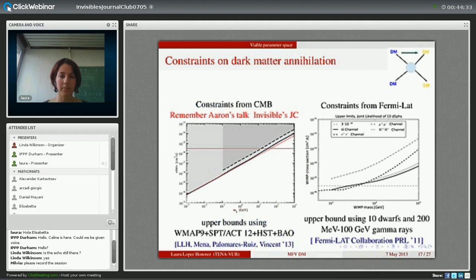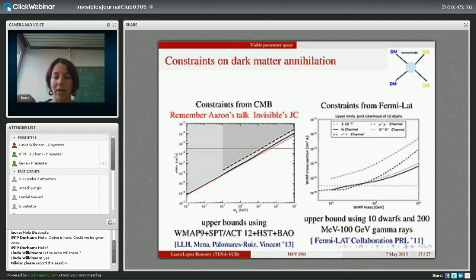At the end of the day, these are the constraints we have from several papers. On the right hand side, you have the constraint from Fermi-LAT for the annihilation cross section on the y axis as a function of the dark matter mass on the x axis. The horizontal line you see is the typical WIMP annihilation cross section, 3×10⁻²⁶ centimeter cubed per second. And the other lines you see, the dotted lines or continuous lines that go into this horizontal line, are the constraints you get from not observing a specific signal from a particle of this annihilation cross section in this mass. The continuous line you have is for annihilation into b b-bar.